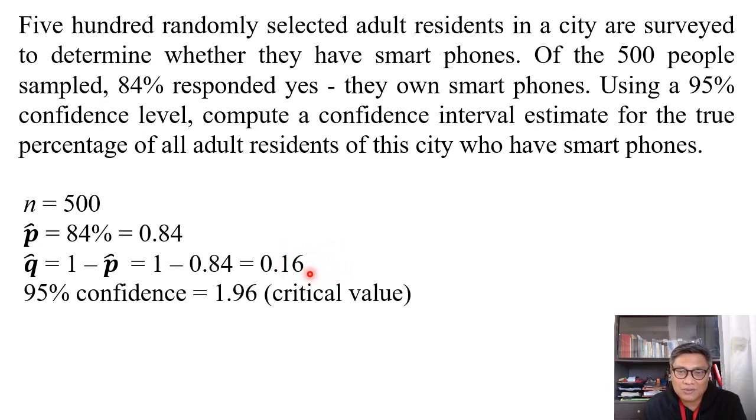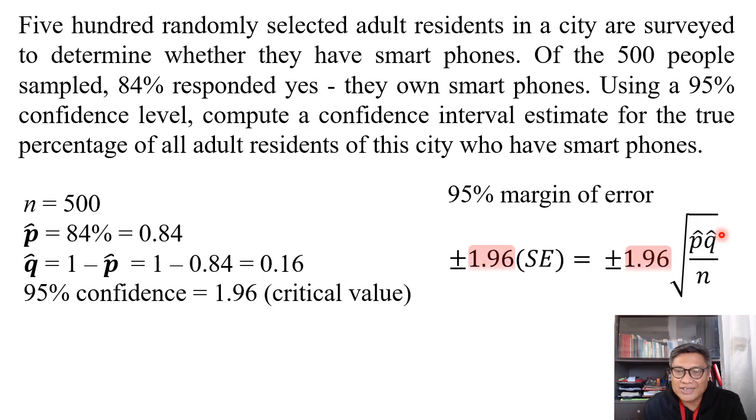So what this means, class, is that it's the complement. When you add 0.84 plus 0.16, it goes back to 1, or 84% plus 16% is 100% total. That's the concept of your q hat. It's the complement of your p hat. This is your sample proportion, and this is actually your point estimate. Of course, the 95% confidence is given, so the critical value is 1.96.